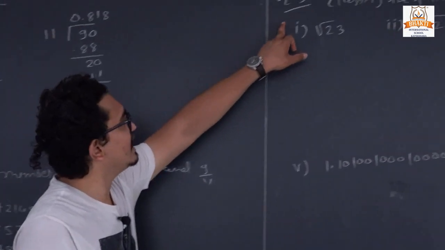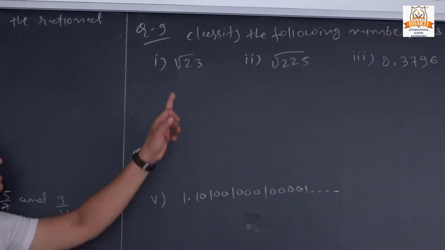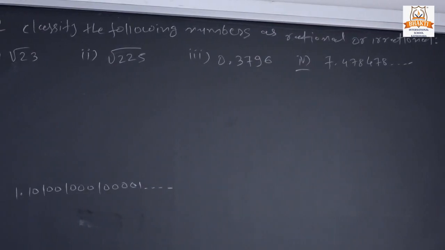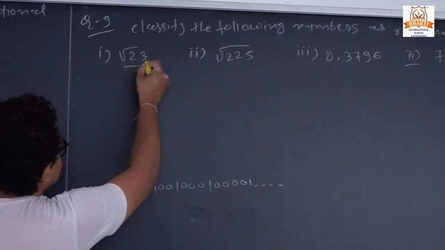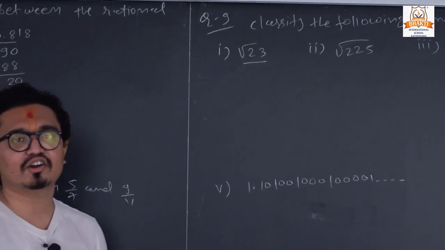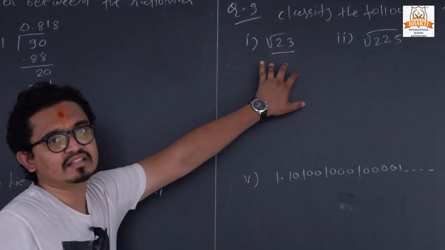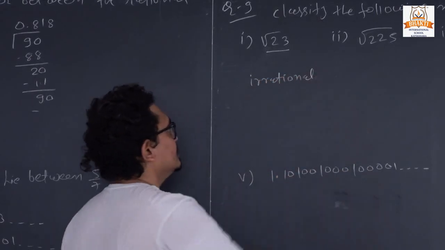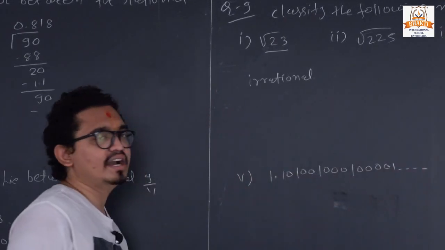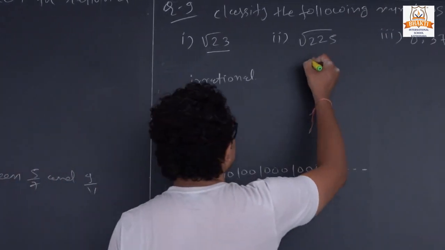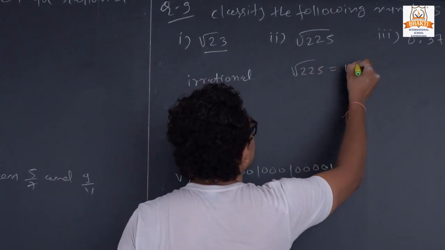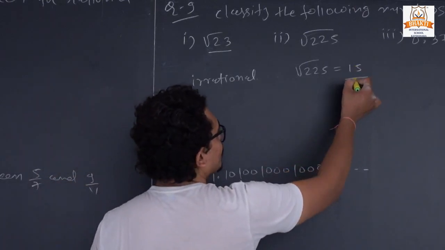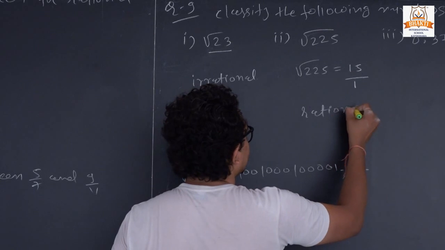The next and last sum of that exercise is to classify the following numbers as rational or irrational. So for that, the first example is under root 23. So we cannot find the root of 23. So it will be which kind of number? Irrational number. Second, under root 225. So the square root of 225 is equal to 15. So we can also write 15 upon 1. So it will be P upon Q form. So it is which kind of number? Rational number.